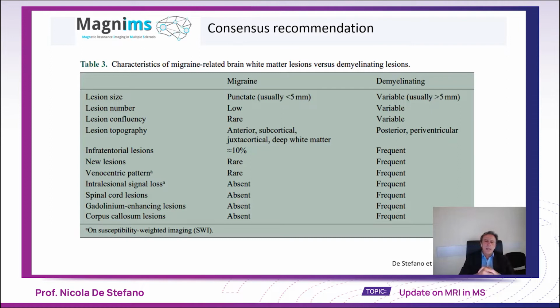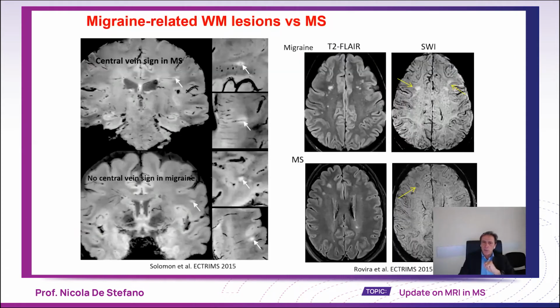These two aspects of the lesion, together with the lesion size, the lesion number, the lesion topography, the location in different areas, can be important in order to have a characteristic pattern of the disease that could be classified as a demyelinating pattern compared to a vascular-based lesion, like happens for example in patients with migraine.